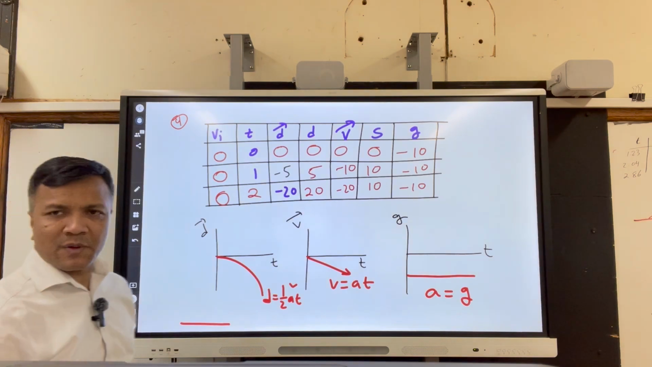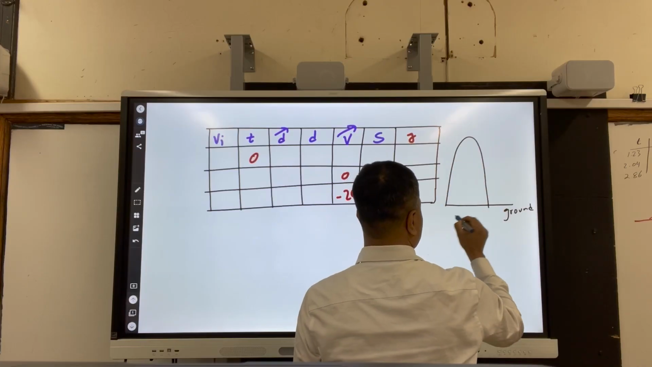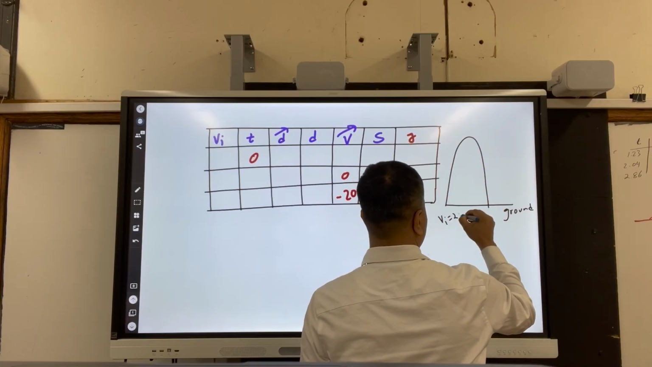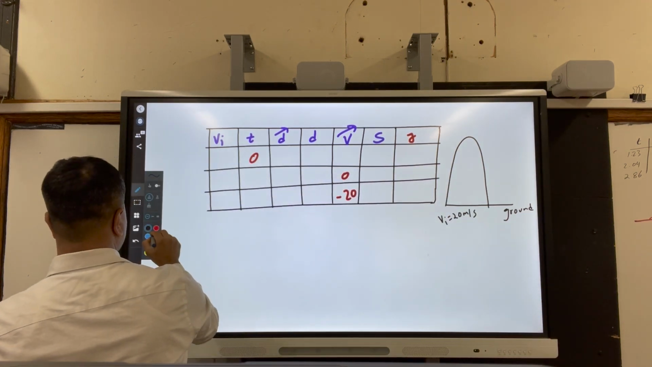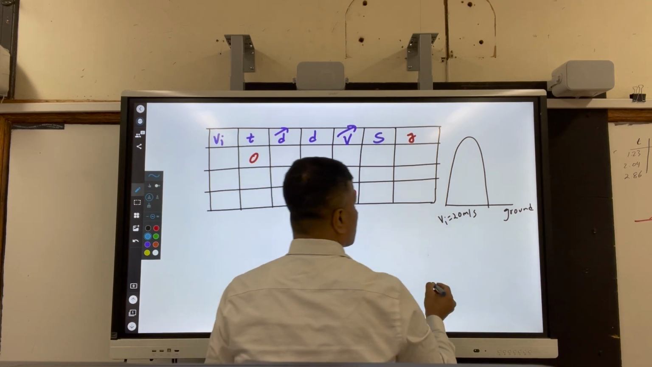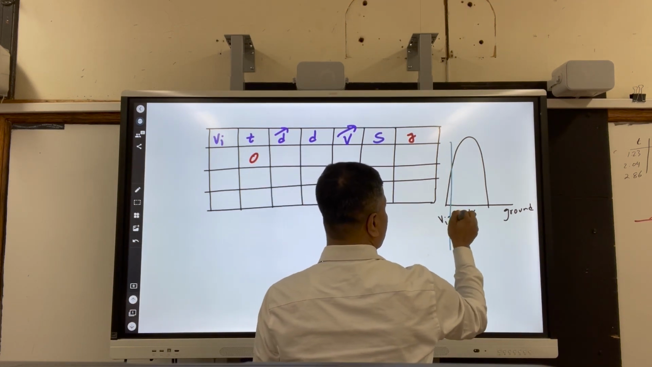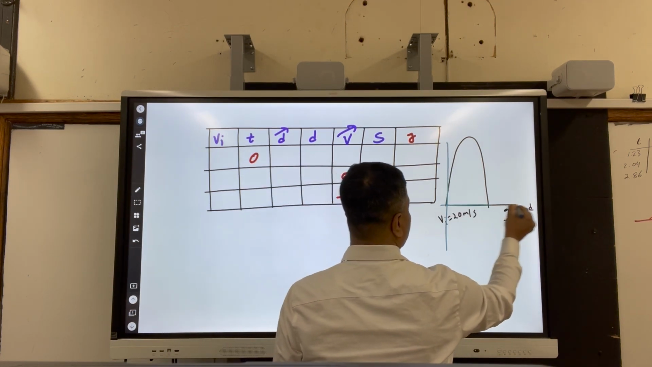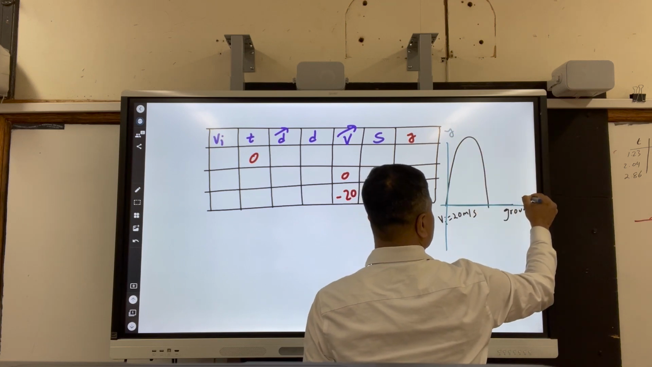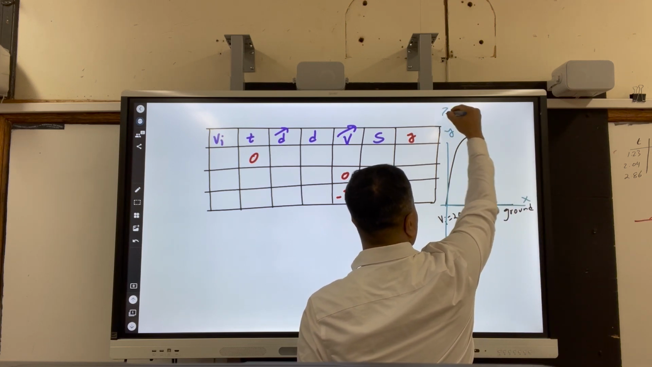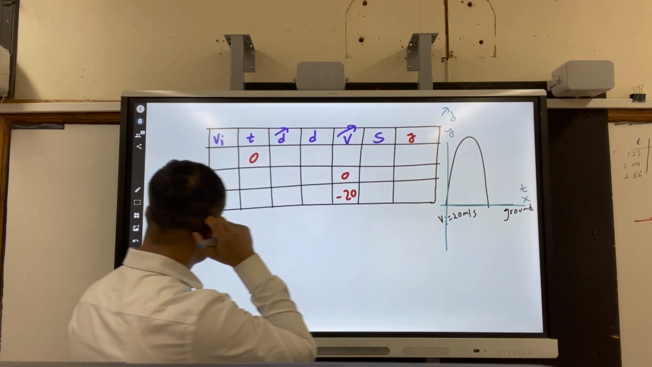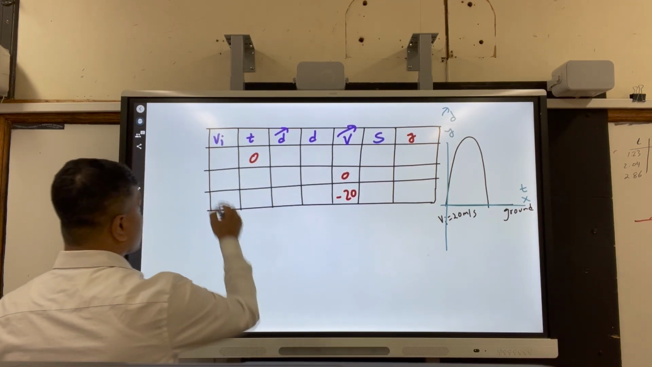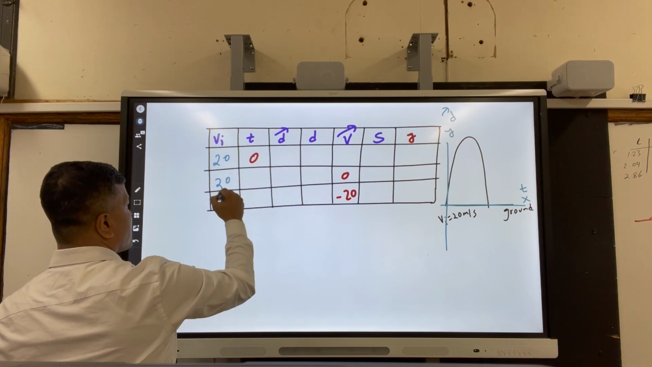Now we're going to do problem number 5. Initial velocity is 20 meters per second. Okay, this is my dt graph, right? So this is my problem. This is my y-axis and this is my x-axis. Y and x, d and t. Okay, good. Initial velocity is 20.